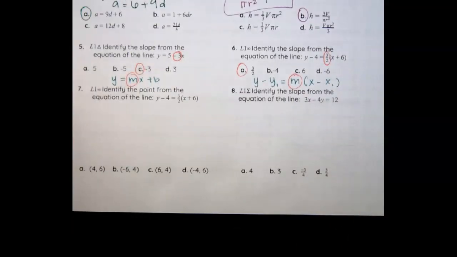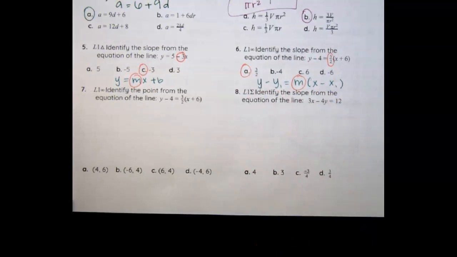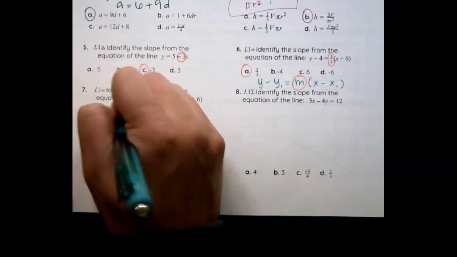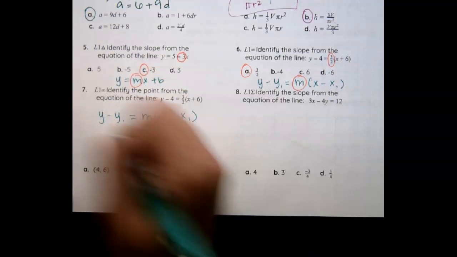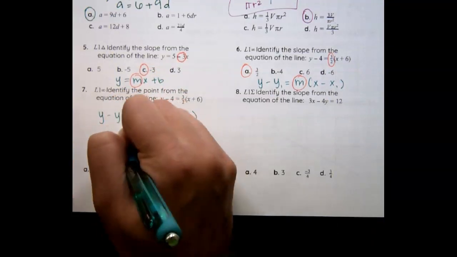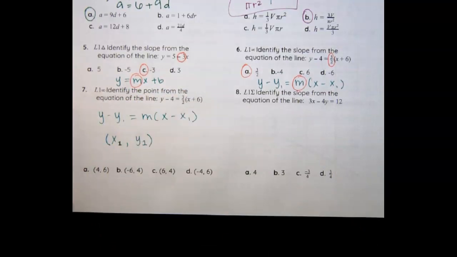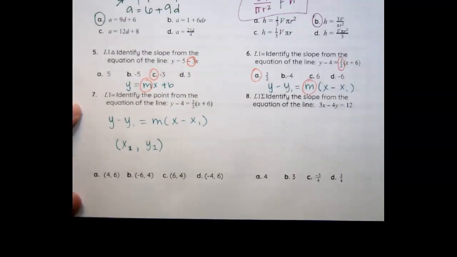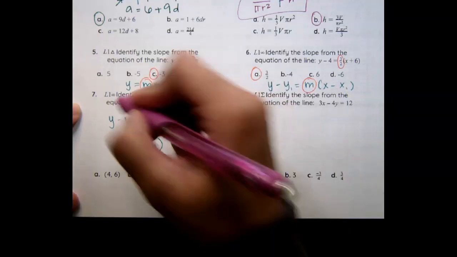Number 7, identify the point from the equation of the line. This is also in point-slope form. So y minus y1 equals m times x minus x1. Your point is going to be x1, comma, y1. But you have to be careful. When you remove the numbers from the equation, they become the opposite. So the sign changes.